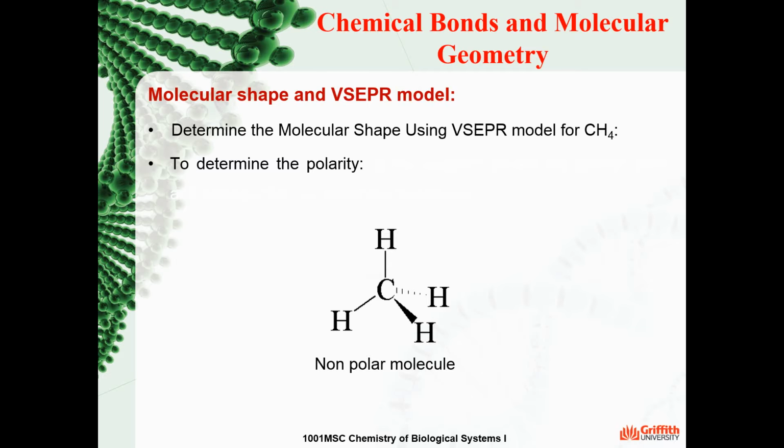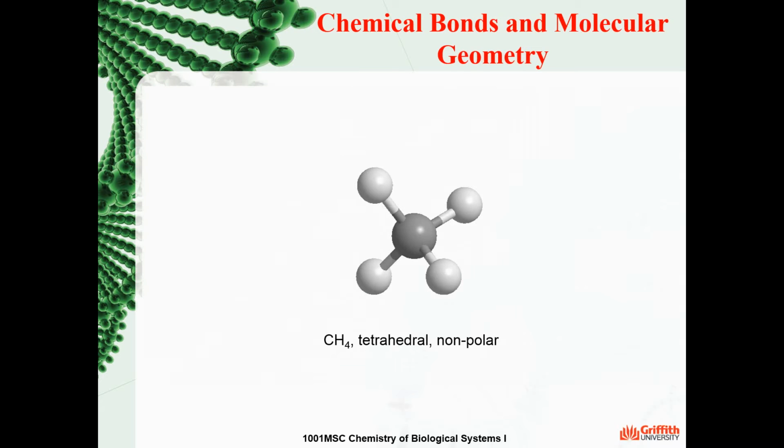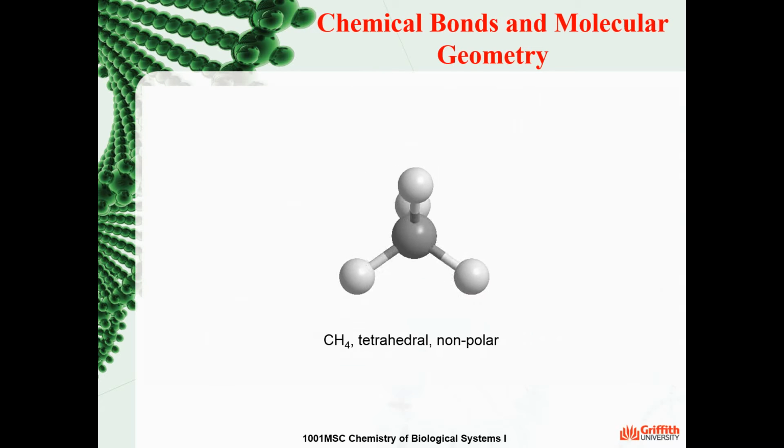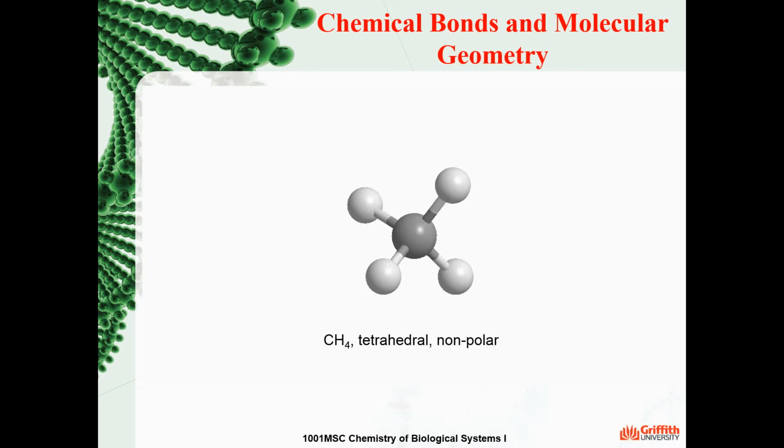In terms of drawing the tetrahedral structure, we can use dashes and wedges to present the 3D nature of the molecule. The dashes represent that the atom is going away from you, and the wedges mean that the atom is coming towards you. From the illustration, you can see that CH4 has the 3D structure with atoms coming towards you and others going away from you.